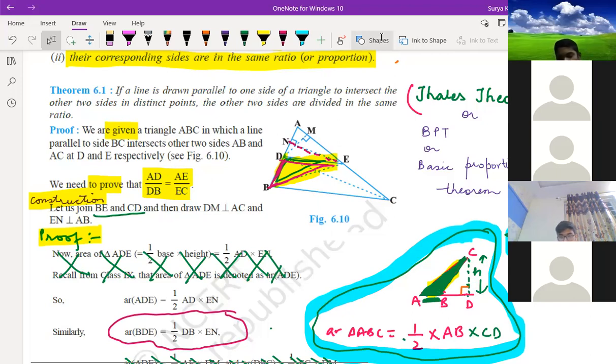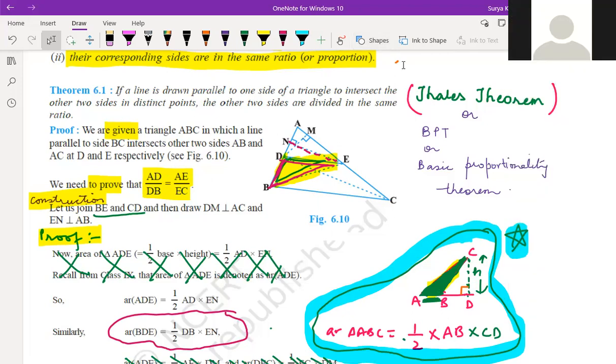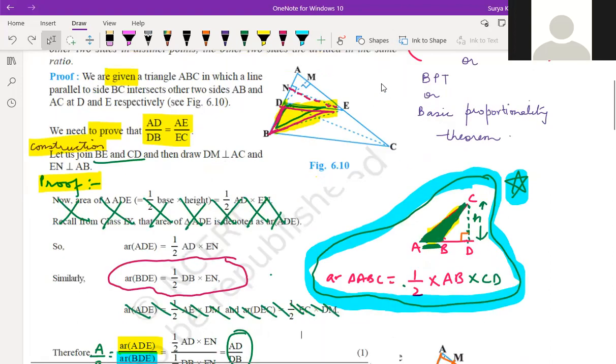Yes. If you find the area of triangle ABC, we can write half base into height. The base we know is AB, but for height we can take any perpendicular line for this triangle. This base is AB, and that height we can consider over here. Similarly, EN is not a part of this triangle, but then also we are considering EN as height.